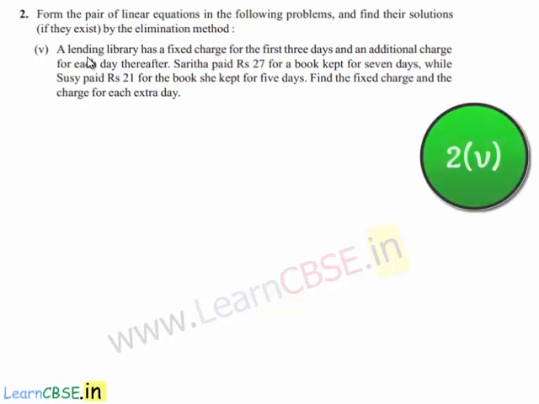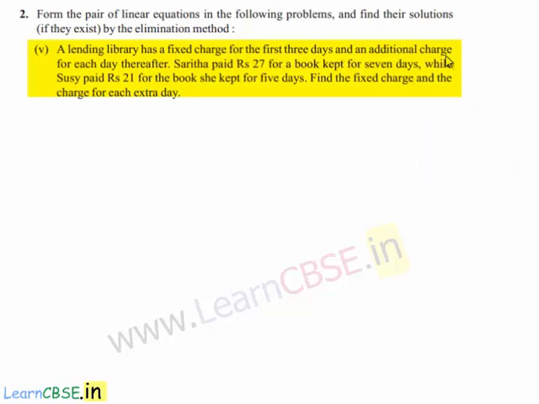Now moving on to the fifth bit. A lending library has a fixed charge for the first 3 days and an additional charge for each day thereafter. Saritha paid 27 rupees for a book kept for 7 days, while Susy paid 21 rupees for the book she kept for 5 days. Find the fixed charge and the charge for each extra day. Let us see the solution of this problem.